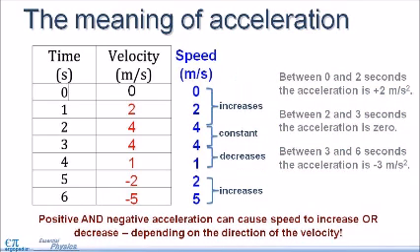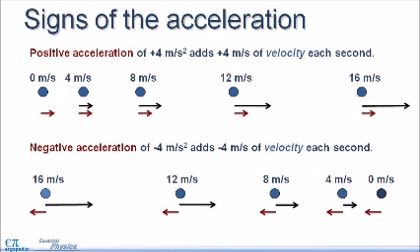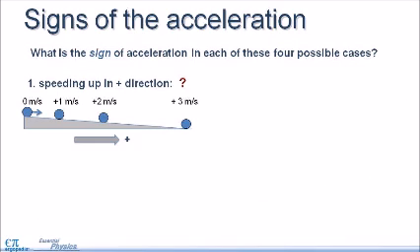Positive and negative acceleration can cause speed to increase or decrease depending on the direction of the velocity. Signs of acceleration. Positive acceleration of plus 4 meters per second squared adds plus 4 meters per second of velocity each second. Negative acceleration of minus 4 meters per second squared adds minus 4 meters per second of velocity each second. What is the sign of acceleration in each of these four possible cases?